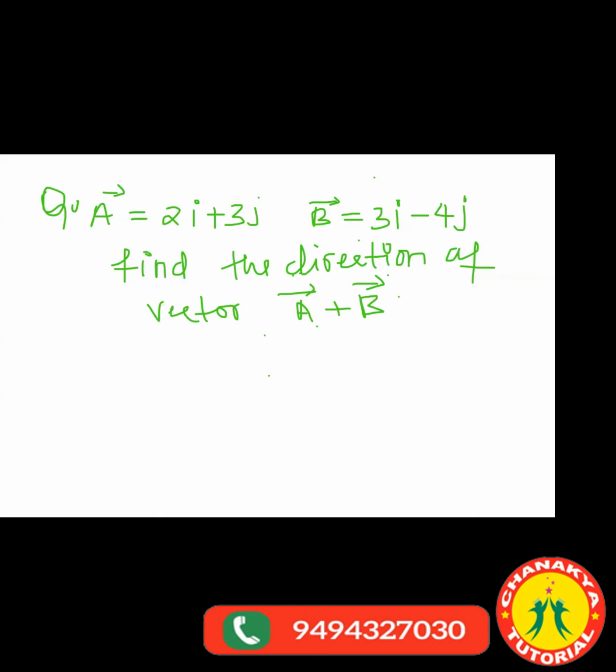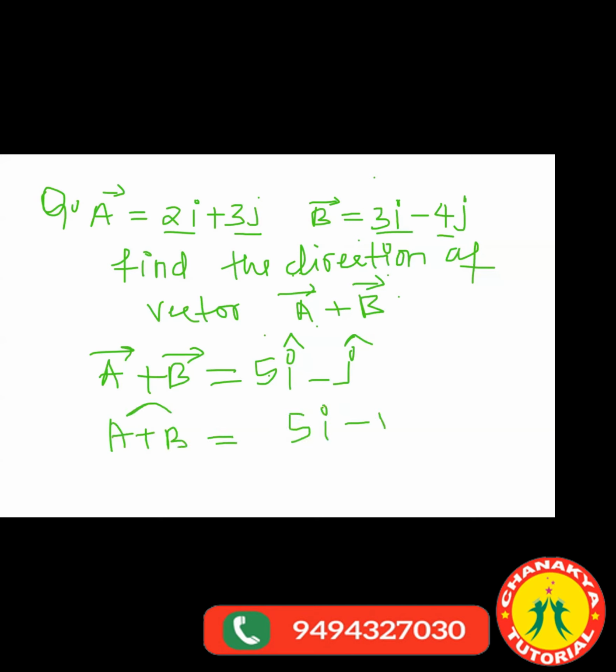A plus B is simply you add the i components. So A plus B will be, here 2, here 3, it is 5i. Here it is 3, here it is minus 4, it will be minus 1, so minus j. So this is my A plus B. To find the direction of the A plus B vector, I need to divide 5i minus j by its magnitude. What will be this magnitude? Under root 5 square, that is 25, plus minus 1 square, that is 1. So root 26.